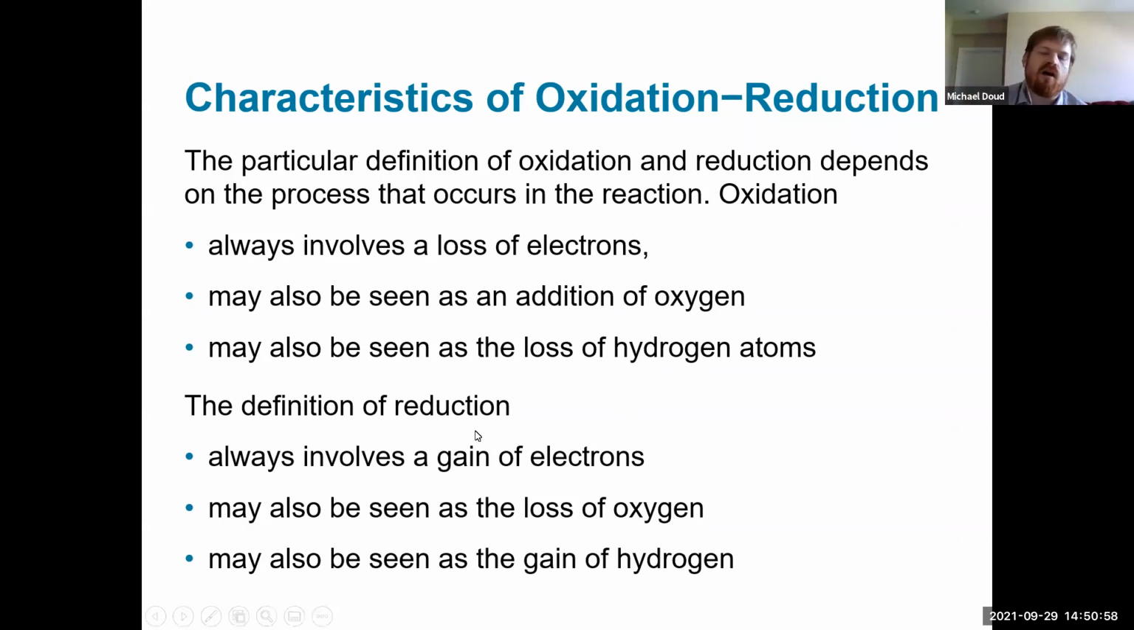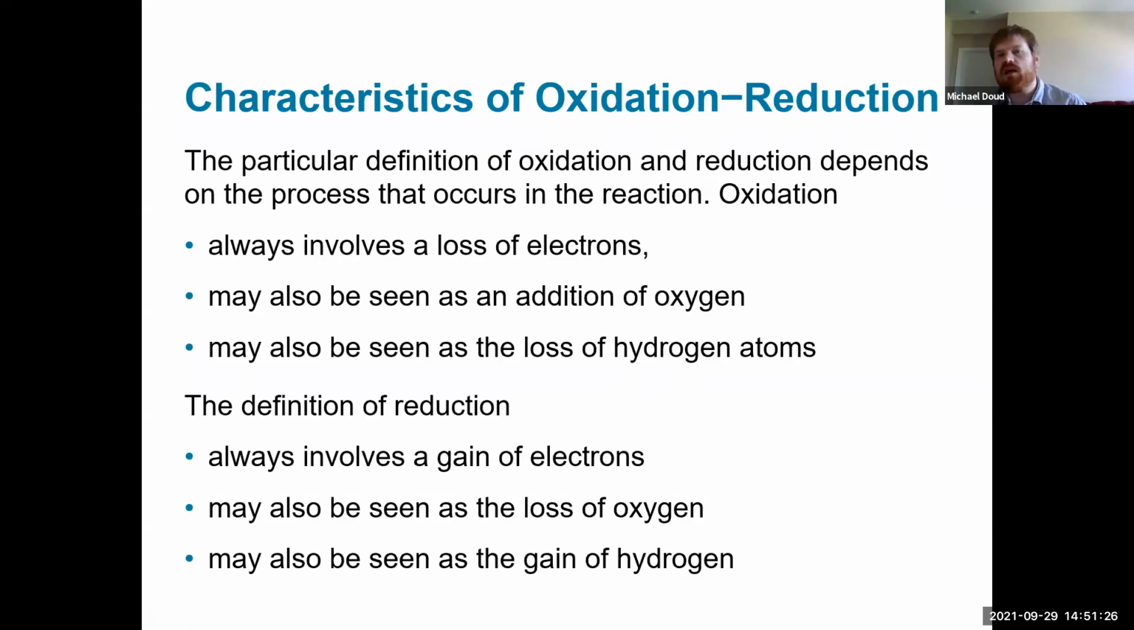Reduction is the opposite. Always it is going to involve gain of electrons, but sometimes it's easier to see it when you look at, did this compound lose oxygen? If it lost oxygen, that means it was likely reduced. Likewise, if it gained hydrogen atoms, both the proton and the electron, then you can also look at that as a reduction. Again, that's the example of FAD being reduced to FADH2.